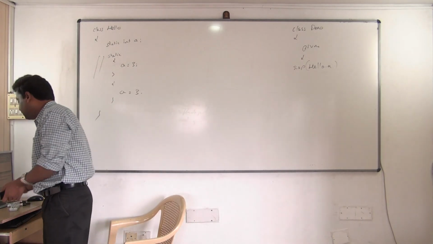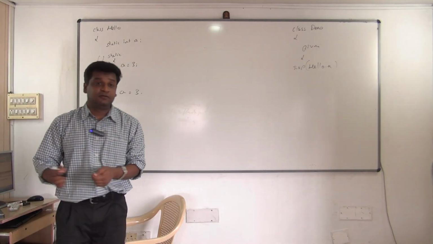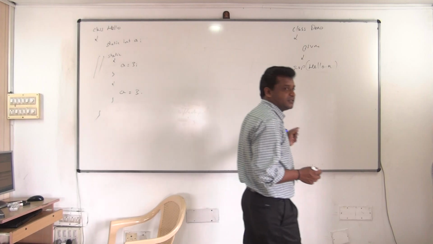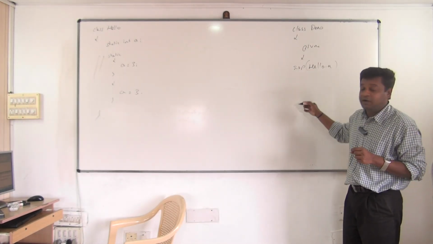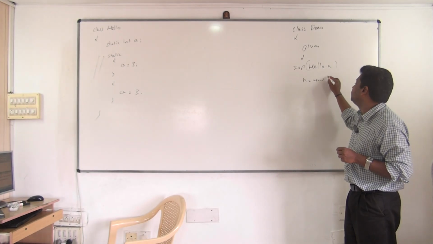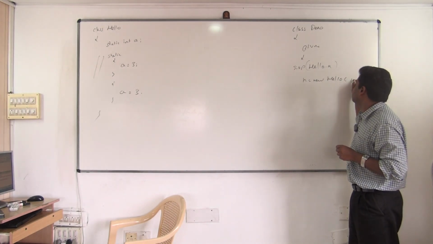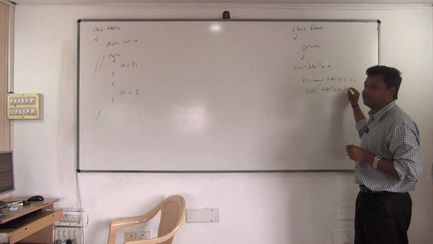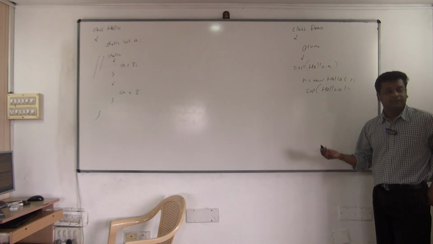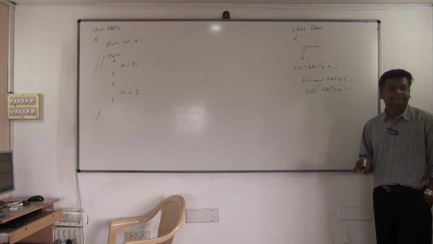So these are all SCJP interview questions. Be careful with this. These questions look very simple, but you should be very clear with this. Clear? But if I write the next line, h is equal to new hello, and now I print hello.a or h.a, that is secondary now. It will be what? 3.